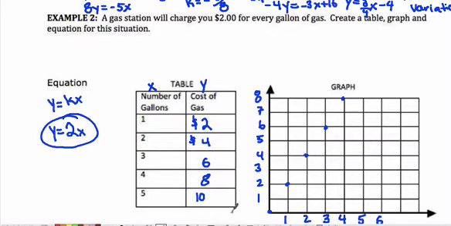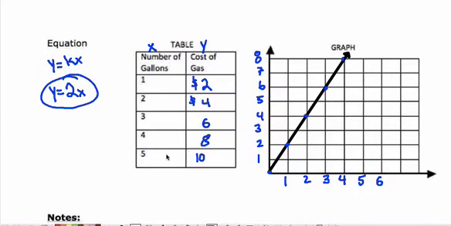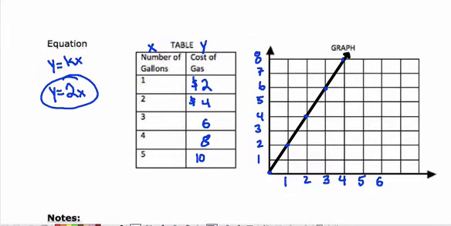Okay, so now you see what the graph looks like of a direct variation, but it's just a straight line. It's just a linear graph starting at 0. So just draw on a line and connect your points.